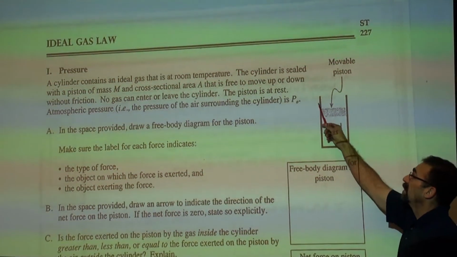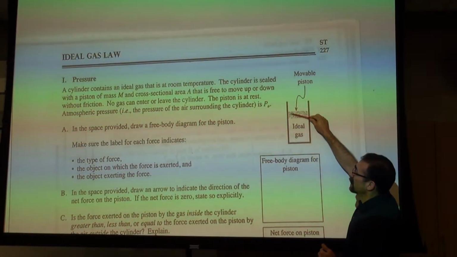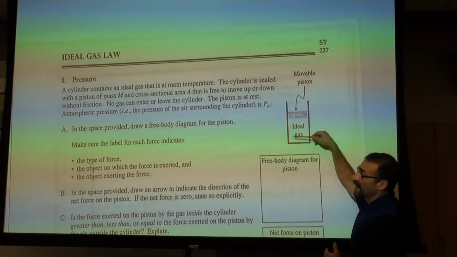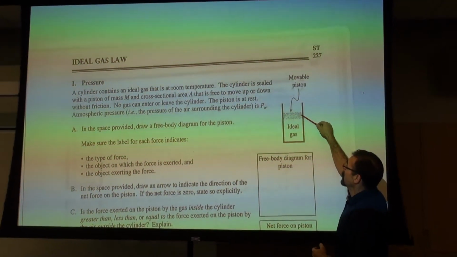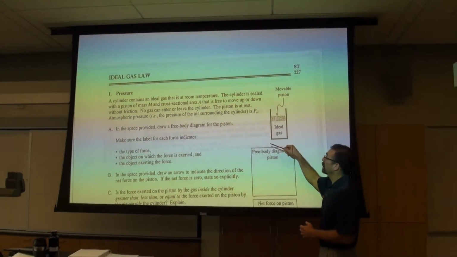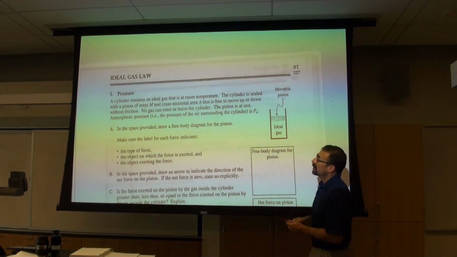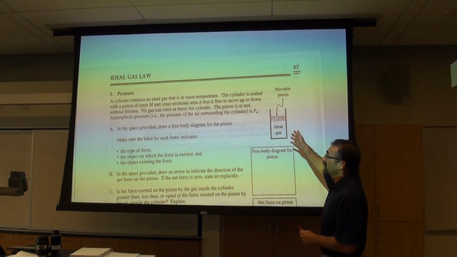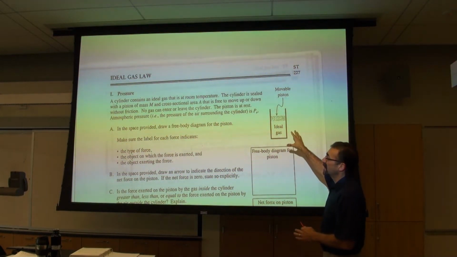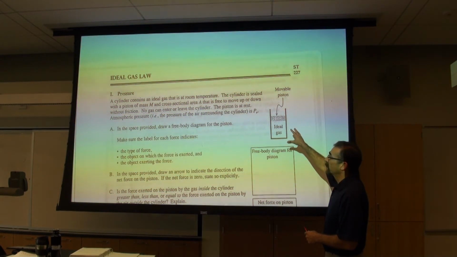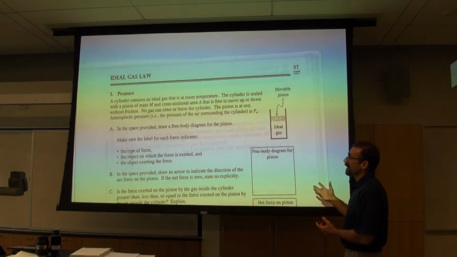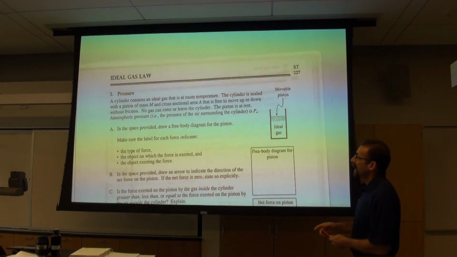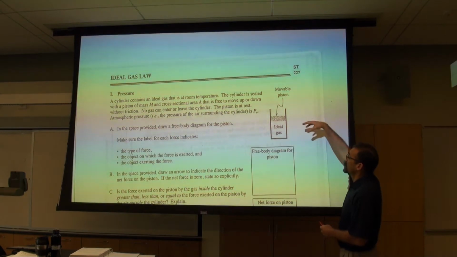A container with a movable piston as the lid. It's sealed so that the amount of gas inside the cylinder remains constant, and it is frictionless. It can move freely up and down, and that's our system. So there it tells us the cylinder contains an ideal gas at room temperature. It's sealed with the piston of mass M, cross-sectional area A, free to move up and down without friction. No gas can enter or leave the cylinder. The piston is at rest. Atmospheric pressure is pushing down on it from the outside.